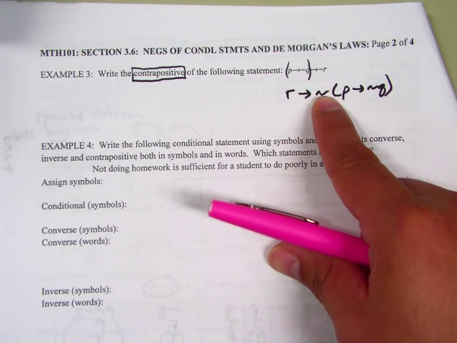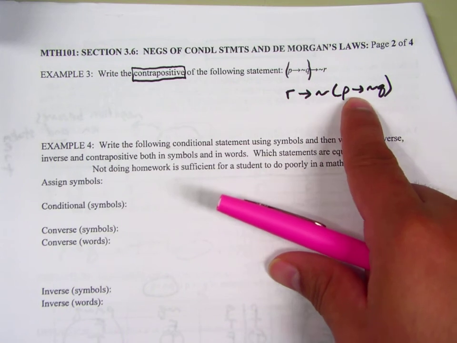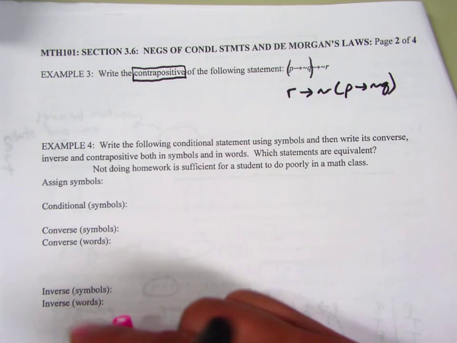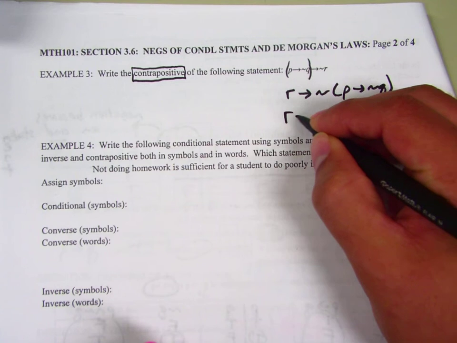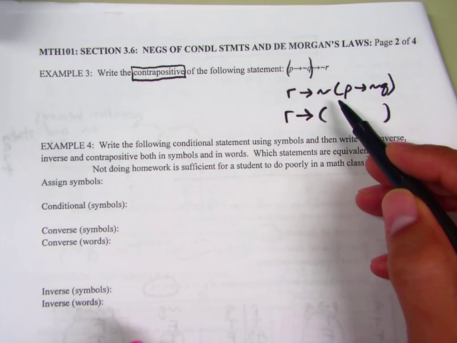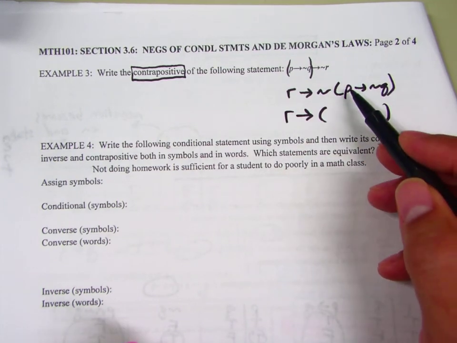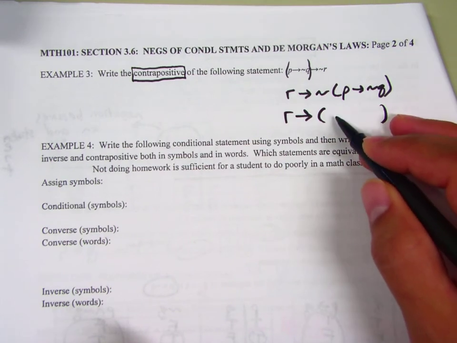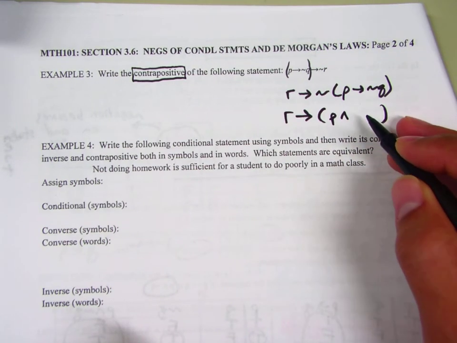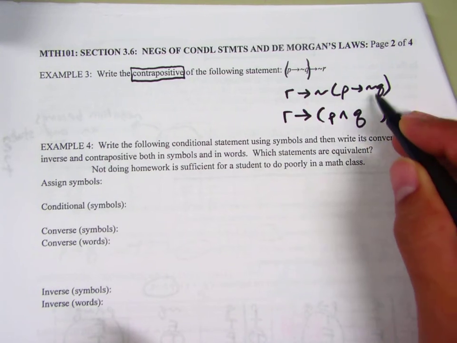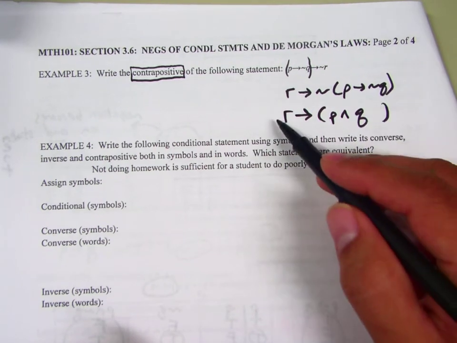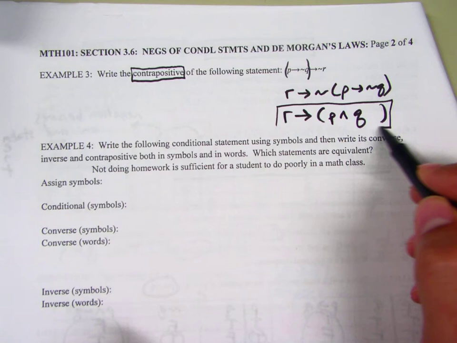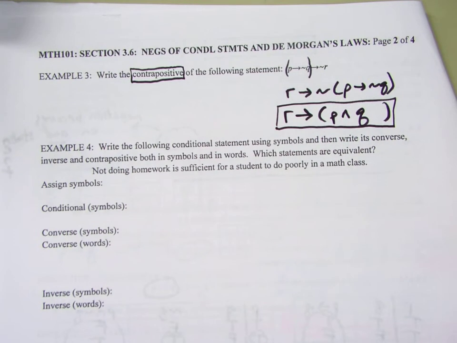Okay? Now that we've talked about how to negate an if-then, we can go one step further. So this would be the same as if R, then how do I negate this if-then sentence? It becomes an and. So it's P and not Q. You negate the second part. So this would be the contrapositive simplified. Any questions?